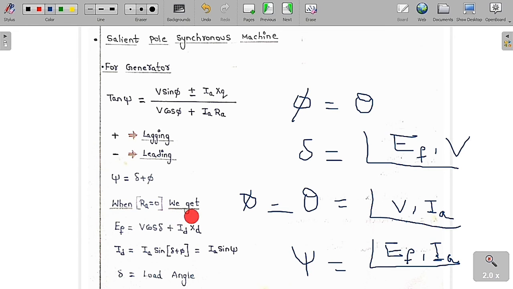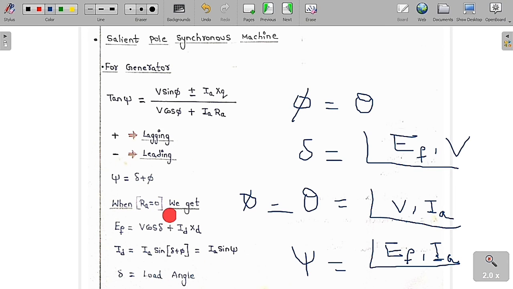So when Ra is equal to 0, we are going to get EF equal to V cos delta plus Id into Xd. Then Id is equal to Ia into sine of delta plus phi. Delta plus phi is nothing but psi, therefore Ia into sine psi. This symbol I am going to call psi, and delta is called the load angle or torque angle. So this is the equation for the generator.